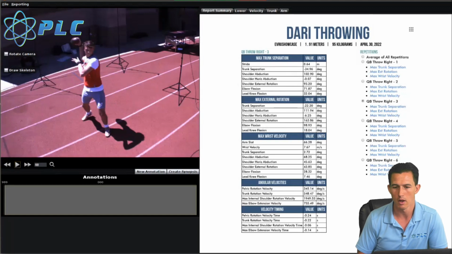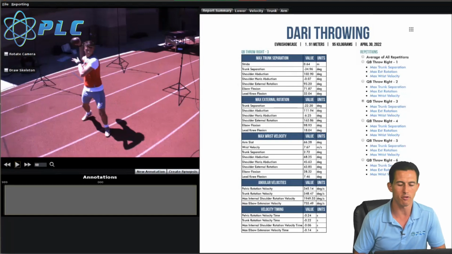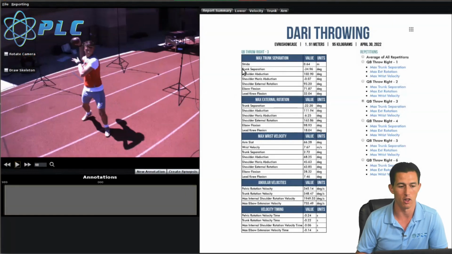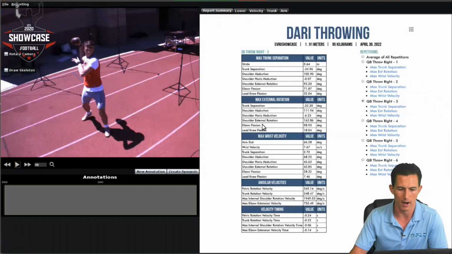And we know from the research and the information that the amount of trunk separation is really important when it comes to being able to get a better understanding of the ability to generate force, velocity, distance into the throw. So this is a really good place to be with the trunk separation, right? And then we're going through, and these are the main moments, right?